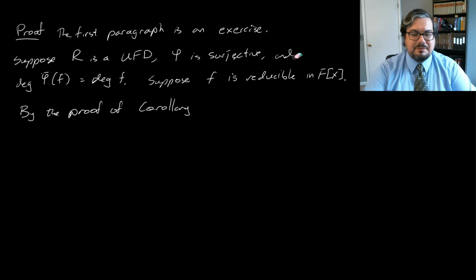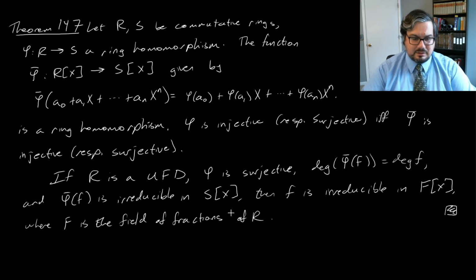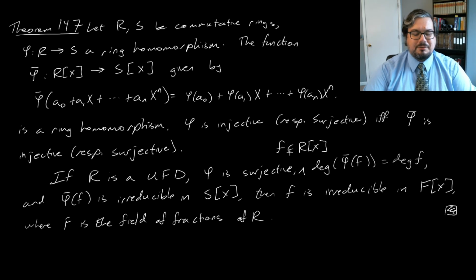I should have specified in here, and perhaps also in the statement of the theorem, that f is a polynomial in R adjoin X. Let me check that and correct that. Yes, I should have specified here what f is. Shouldn't reference that symbol without defining what it is.